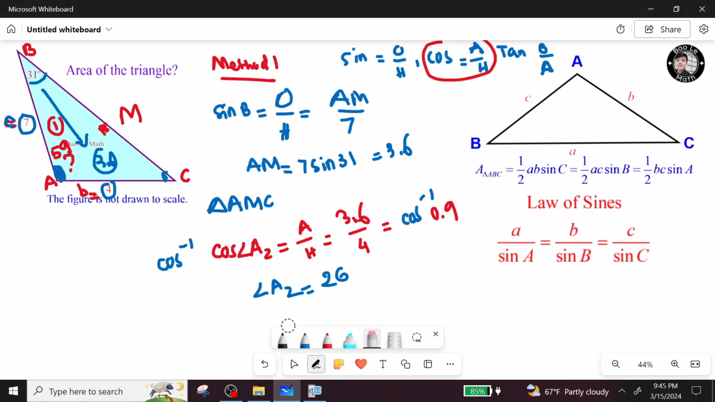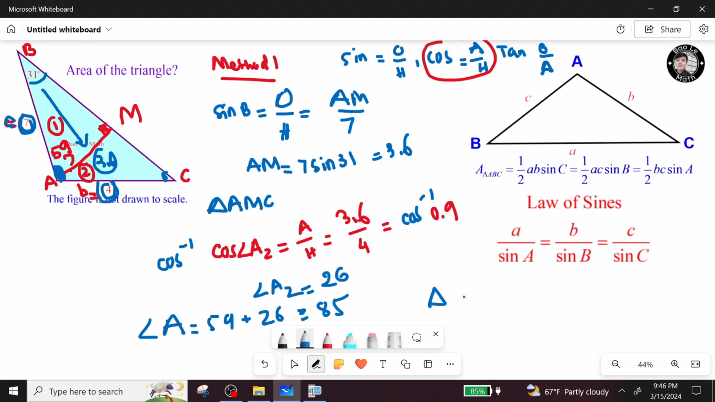A2 equals 26, A1 equals 59. So angle A must be equal to 59 plus 26, which should be 85. I have the side length right here, 7, and the side length right here, 4. I can apply the formula right here.